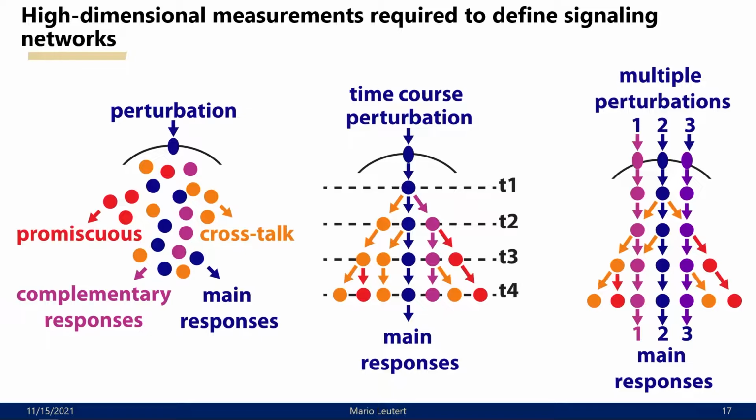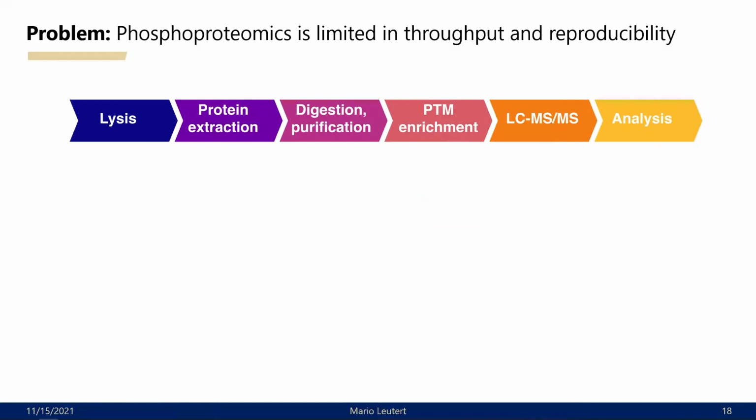The way to bring some hierarchy and structure into the phosphoproteome is, one thing we could do, a high-resolution time course of a perturbation, or we can apply many different perturbations to the cellular system and thereby make sense of what the connections are between the different phosphorylation events. However, this is not trivial in phosphoproteomics because phosphoproteomics is limited in throughput and reproducibility.